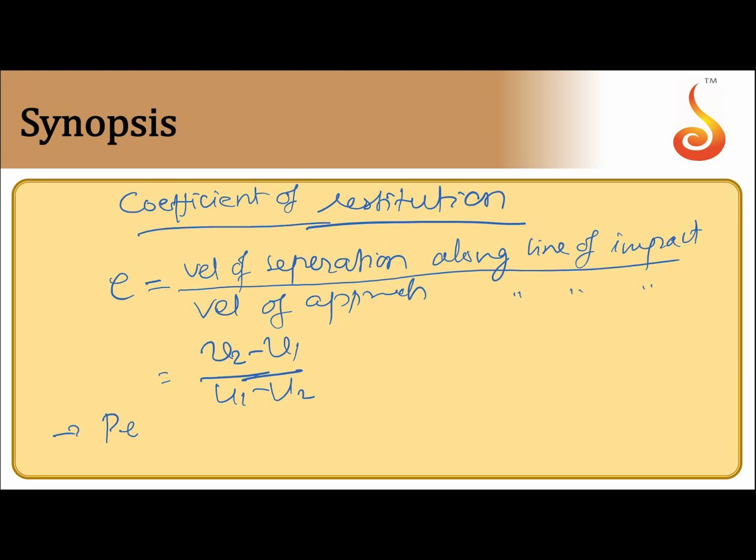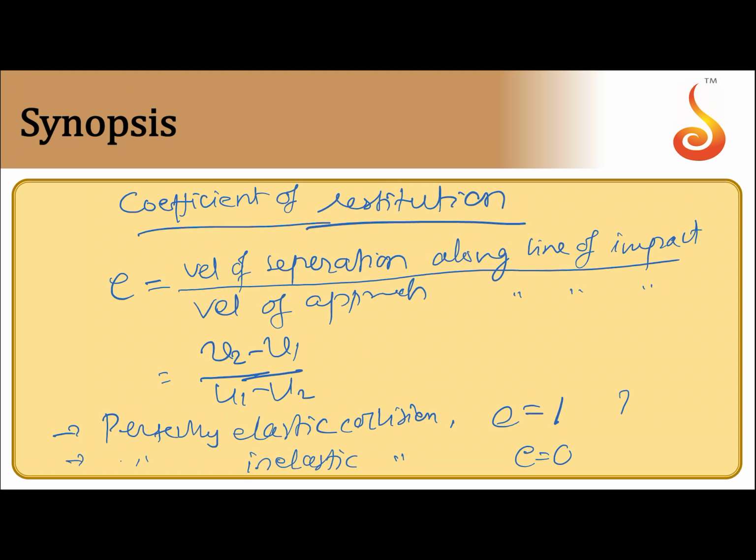Now, for a perfectly elastic collision E is equal to 1, while for a perfectly inelastic collision E is equal to 0. So, we can say E lies between these two values, and in general for an inelastic collision the value of E lies between these two values.